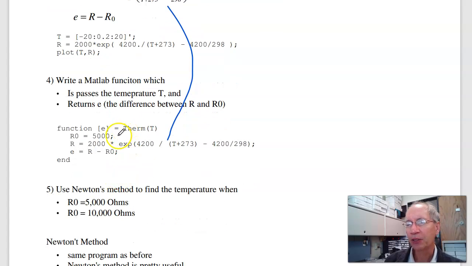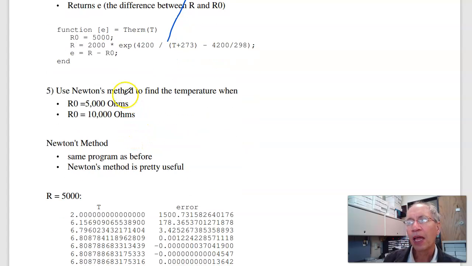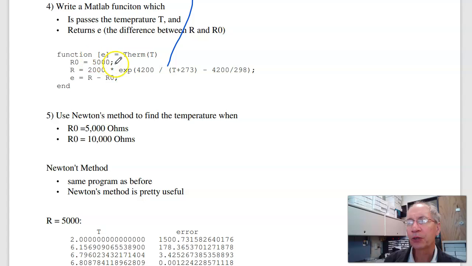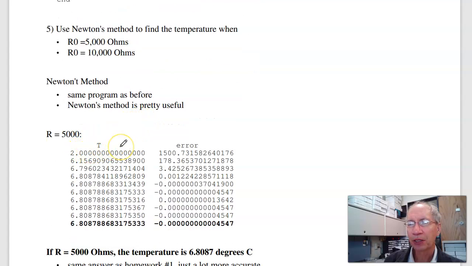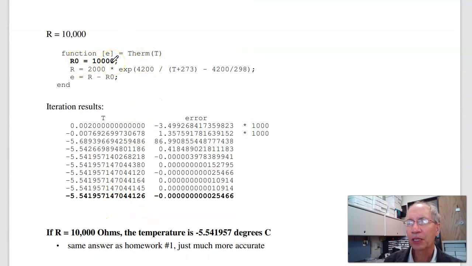Once I have that, I can use Newton's method, same as we did before, just call a different function, and find out what the temperature is at 5,000 ohms and 10,000 ohms. So when I make R0 5,000, I make my first guess, 2 degrees Celsius, there's my error in ohms. It then iterates using Newton's method and pretty quickly winds up at 5,000 ohms. The temperature is 6.80878868 degrees Celsius. If I make this 10,000 ohms, use Newton's method, same as before, it converges to minus 5.54195 degrees Celsius.